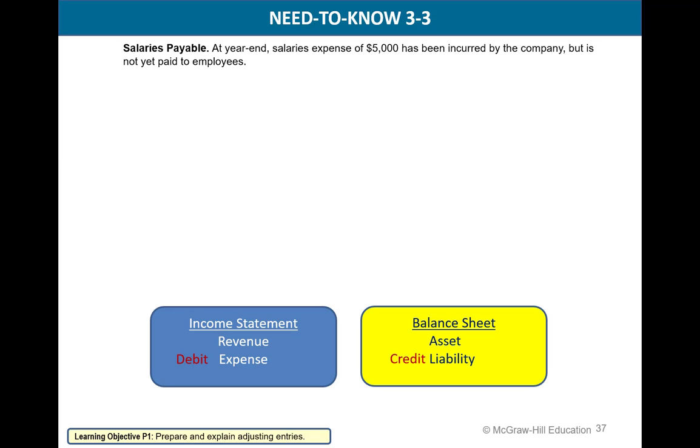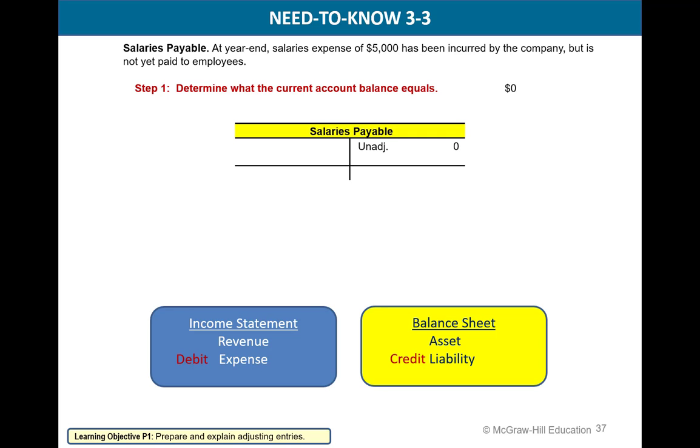Salaries payable. At the year end, salaries expense of $5,000 has been incurred by the company but not yet paid to their employees. What is the current account balance? So salaries payable. In the next step, we have to determine what the current account balance should equal, and then we're going to record the adjusting entry. Now remember, on the income statement, the debit is an expense. On the balance sheet, we credit a liability.